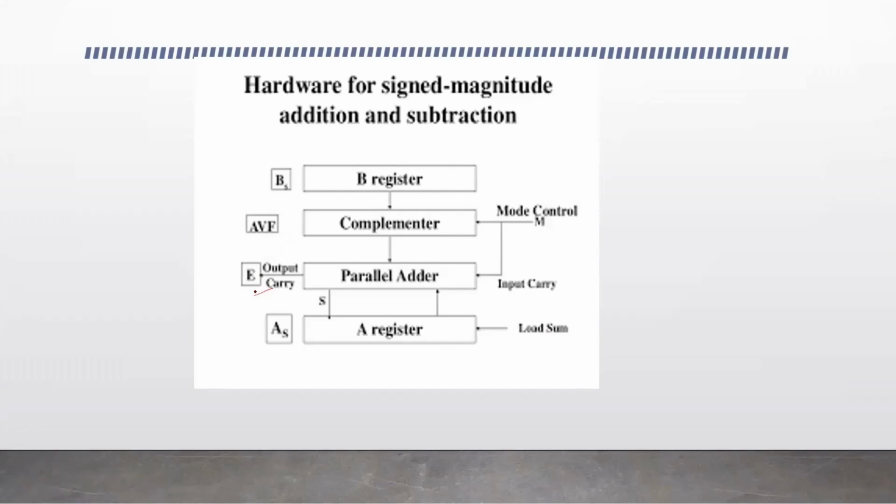E is used to store the carry. Whatever carry we get out of the addition, out of the sign bit, is stored in E. We have 4 bits, and the fourth bit is the sign bit. The carry that comes out of that is stored in E. And what is overflow?